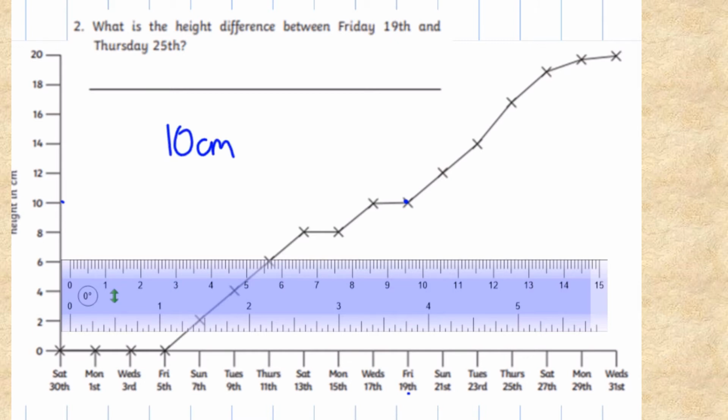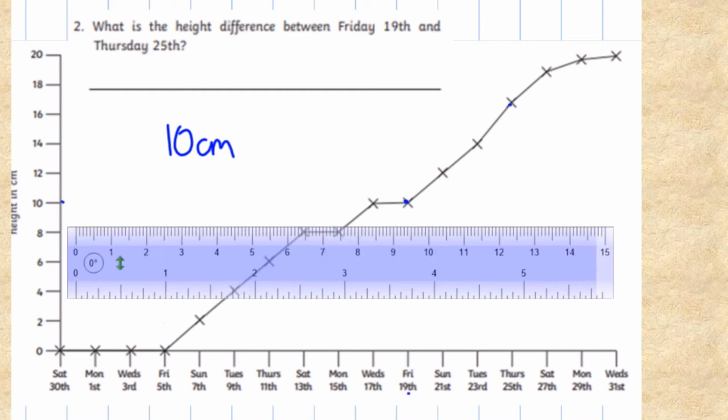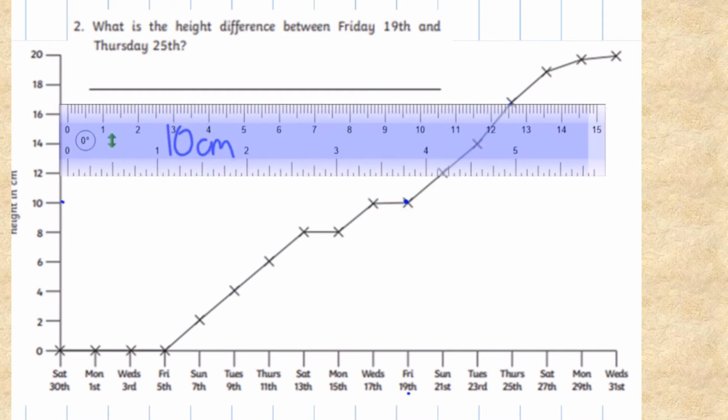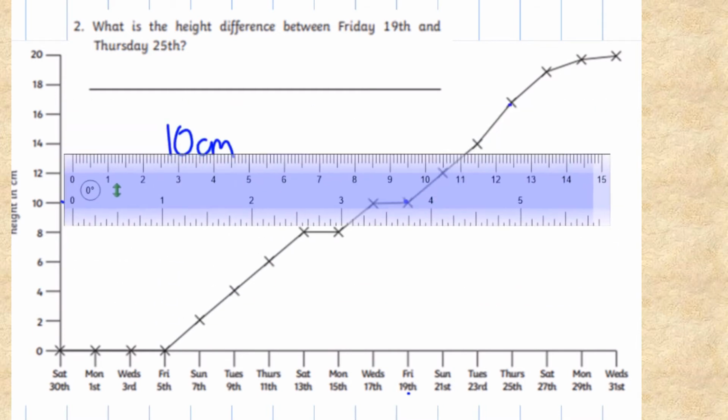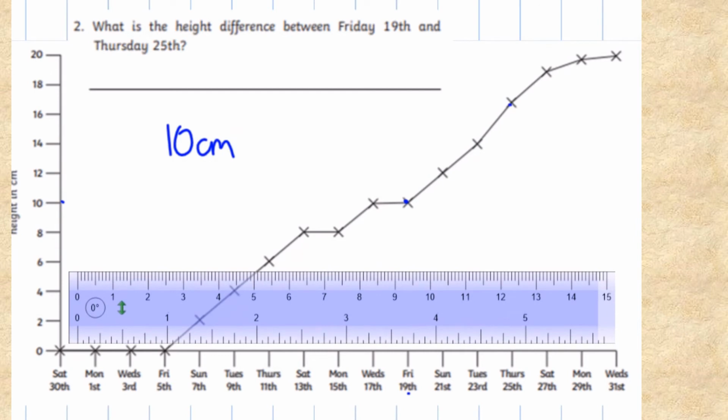And then I've got to go to Thursday the 25th, which is here. I follow Thursday the 25th up, which is 16, and I'm going to use my ruler to go across again, and I think that is on about 17 centimetres. So I'm going to have 17 centimetres, subtract my 10 centimetres, which equals 7 centimetres difference.